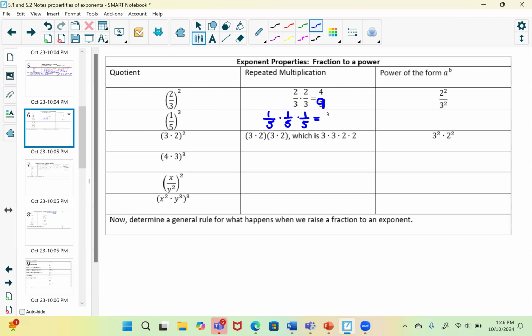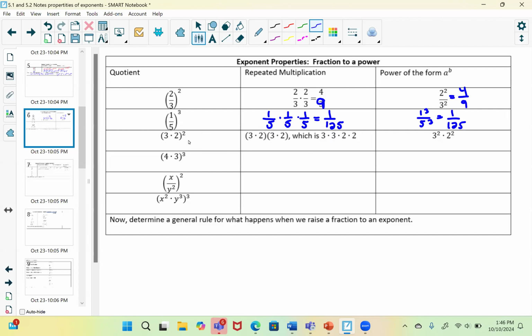And so 1 times 1 times 1 is 1. 5 times 5 is 25 times 5 is 125. And that would be the same thing as if I just cubed 1 and I cubed 5. That's a little 3. And so that would give me 1 cubed is 1 and 5 cubed is 125. Okay, and 2 squared is 4, 3 squared is 9. So these are two different ways to find the same thing.